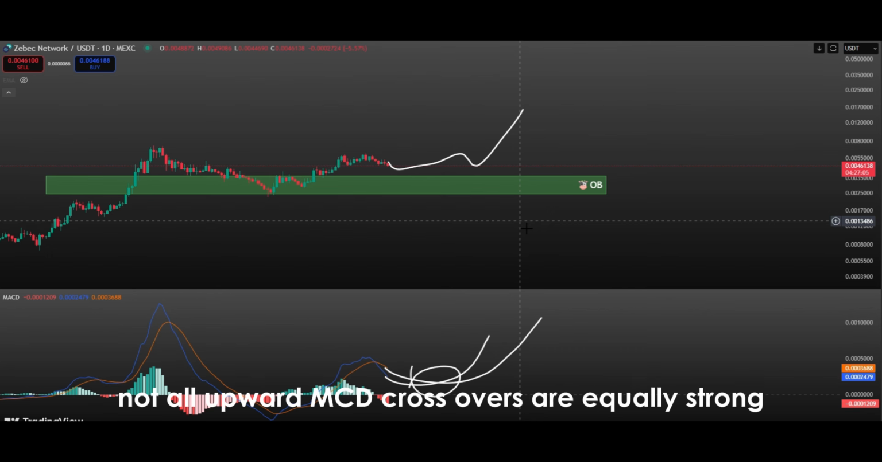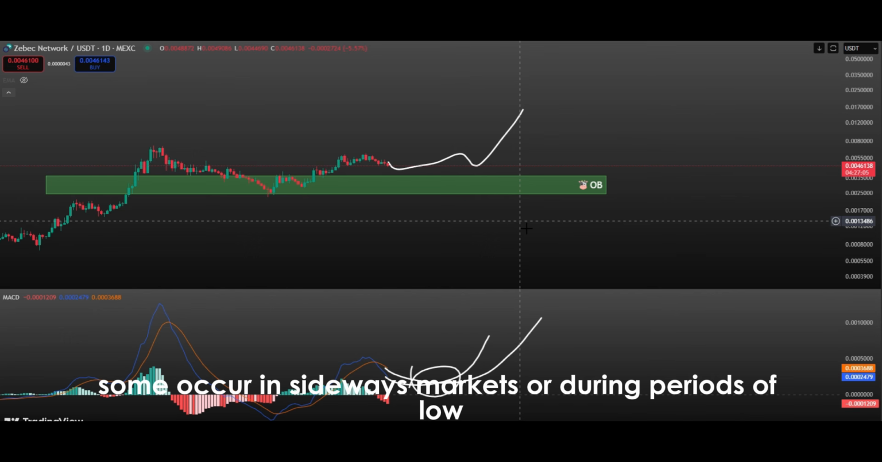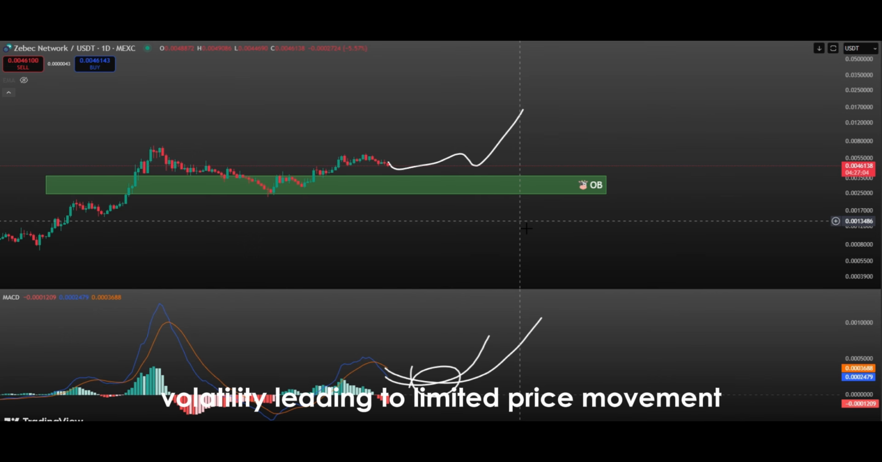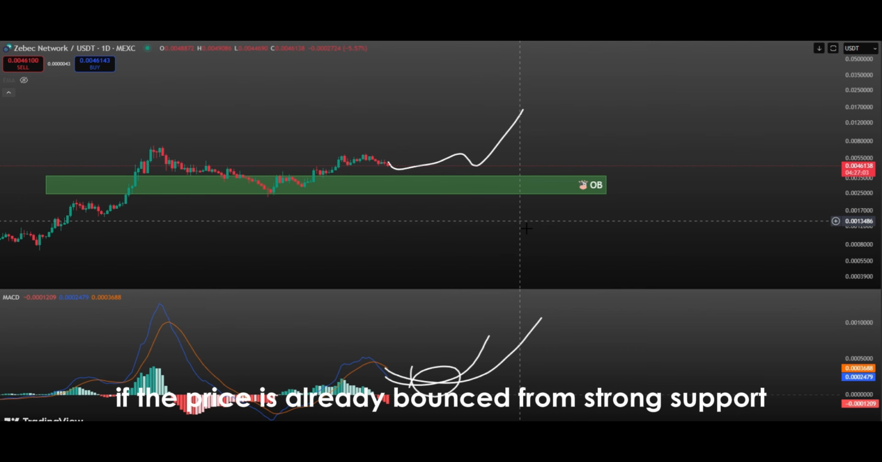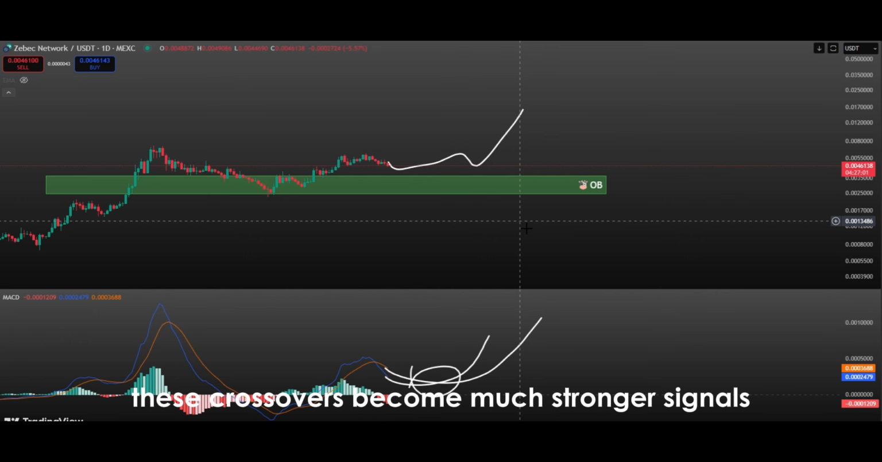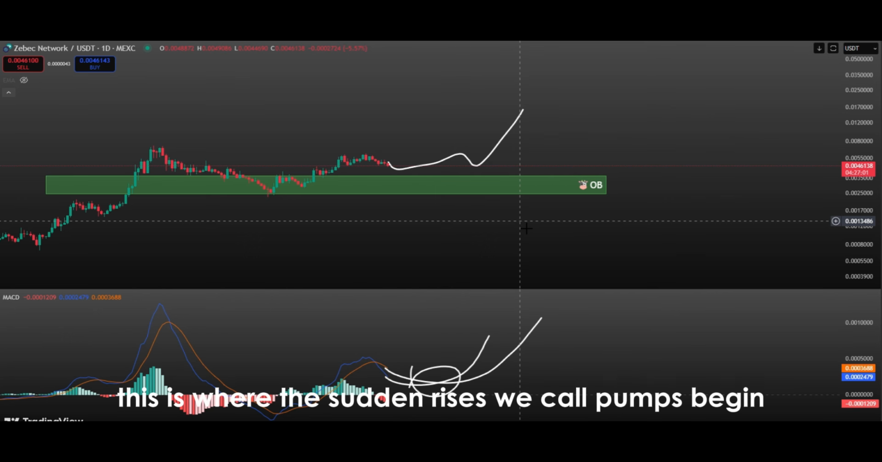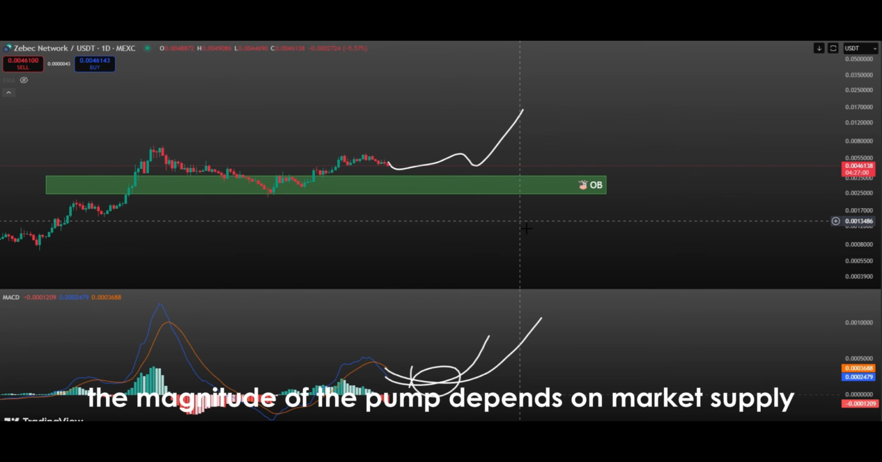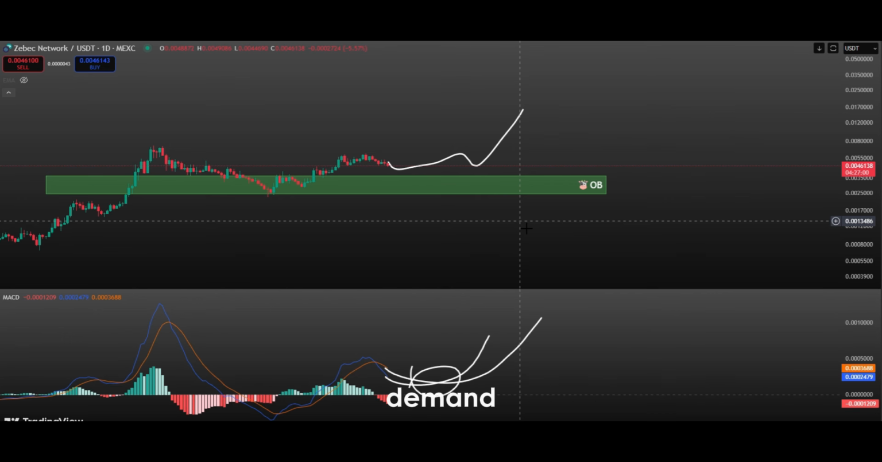Not all upward MACD crossovers are equally strong. Some occur in sideways markets or during periods of low volatility, leading to limited price movement. However, if the price has already bounced from strong support, the overall market trend is positive, and volume is increasing, these crossovers become much stronger signals. This is where the sudden rises we call pumps begin. The magnitude of the pump depends on market supply-demand balance and investor enthusiasm.